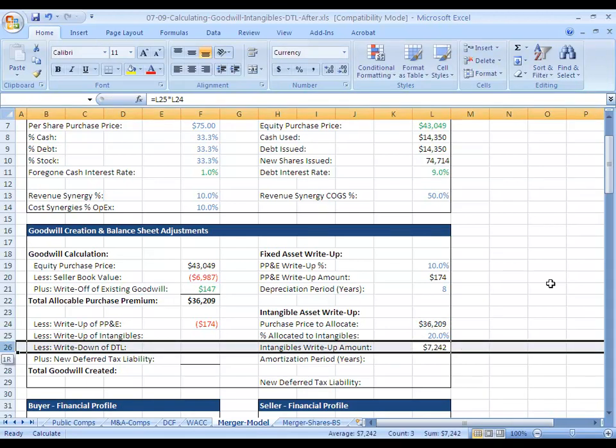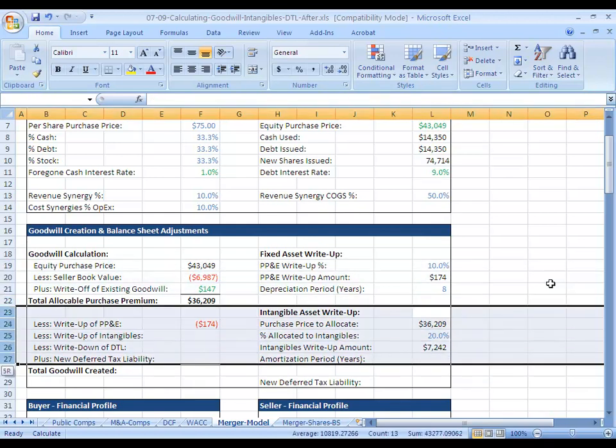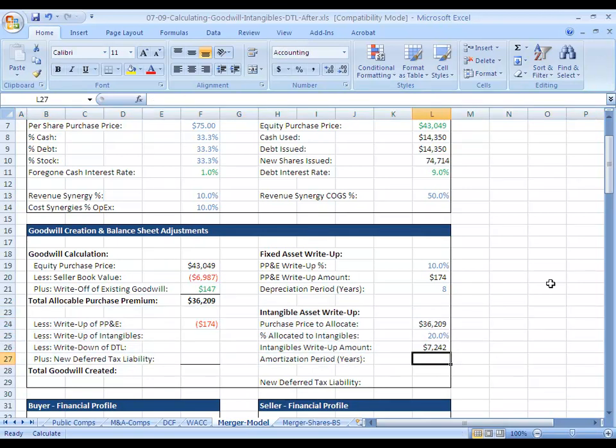Now remember that fixed assets like PP&E depreciate, intangible assets amortize. They're the same thing, except amortization is for intangible assets, depreciation is for fixed assets, tangible assets. The standard in merger models here is to assume 5 years for the amortization period, and this is according to accounting standards that were put out and apply to pretty much all companies in the US. You usually assume a period of 5 for the amortization of intangible assets, anything that's created in the context of an acquisition.